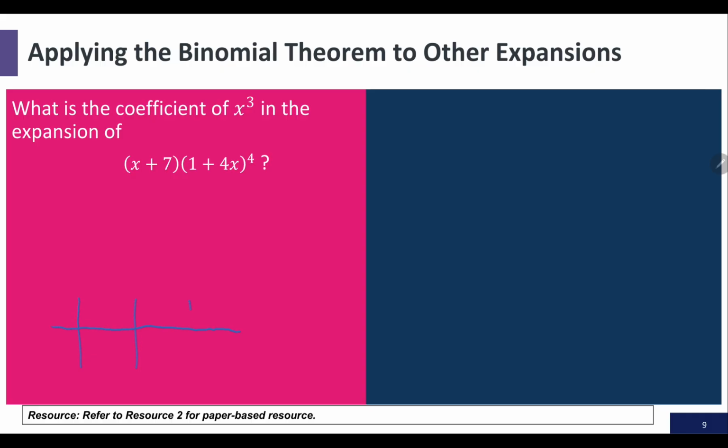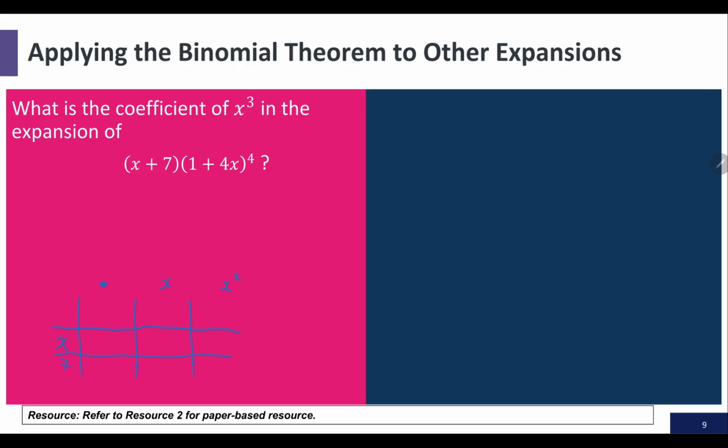We know if we expand this binomial, we're going to get a constant here, so some sort of number. We're going to get a value in x here, and a value in x squared here, because it's 1 plus 4x. On the side, I'm going to be multiplying that by x plus 7.